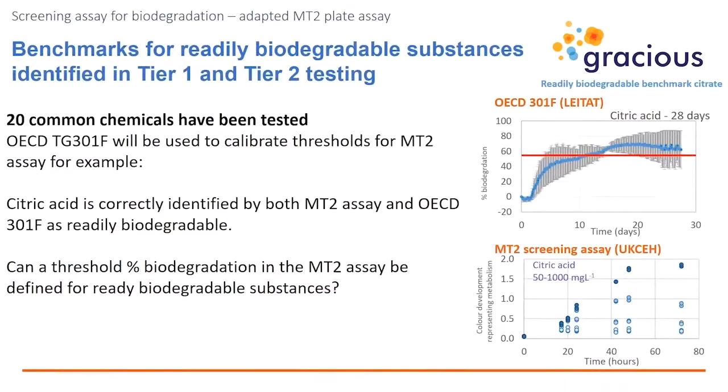So we needed to validate our screening assay by comparing the outcomes that we got from the MT2 assay we developed at UKCH against the outcomes you would get from the standard OECD 301 method, which was performed by our partners at LATAT. We've tested 20 common chemicals and used the OECD 301 test to calibrate thresholds for our MT2 assay. One example is that we found that citric acid is correctly identified by both the MT2 assay and the OECD test as readily biodegradable. So one question that we have is, can a threshold for percentage biodegradation in our screening MT2 assay be defined for readily biodegradable substances?